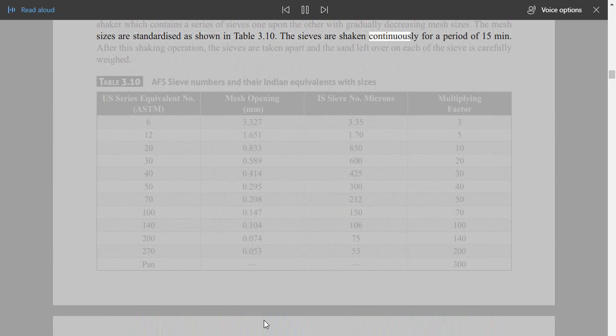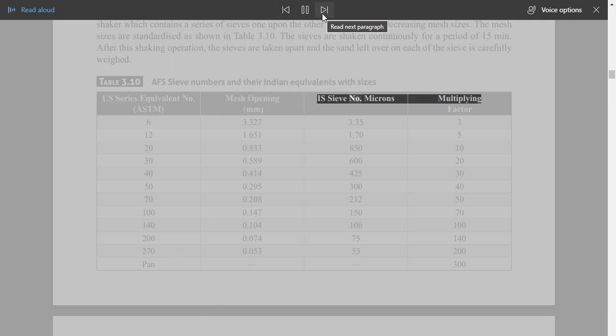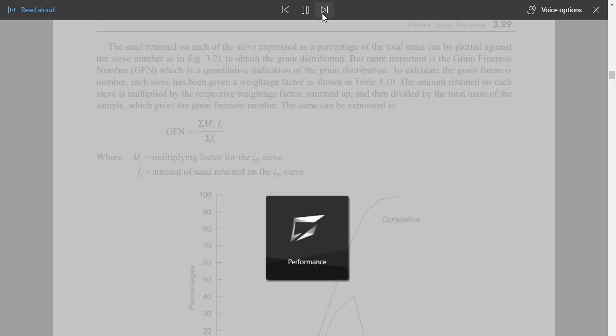The sieves are shaken continuously for a period of 15 minutes. After this shaking operation, the sieves are taken apart, and the sand left over on each of the sieves is carefully weighed. Table 3.10: AFS sieve numbers and their Indian equivalents with sizes. US series equivalent number, ASTM, mesh opening, IS sieve number, microns, multiplying factor. Metal casting processes 3.29.